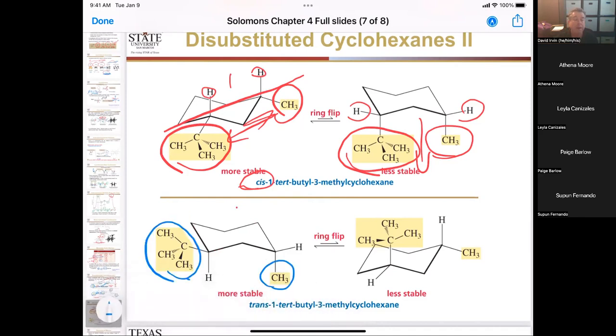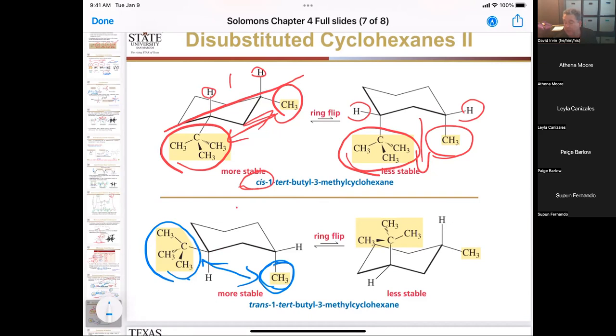methyl group here, which means we want the T-butyl group to be in the axial position. No, that's not right. We want the T-butyl group to be in the equatorial position. The equatorial position is going to be the lowest energy position for it. And this methyl group, which is smaller, can be in the axial position.